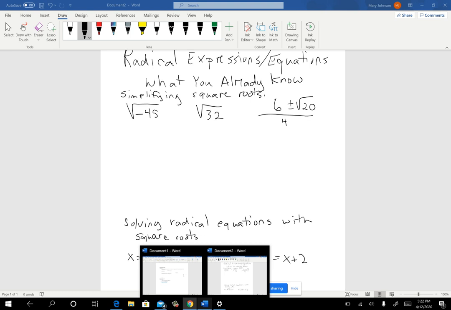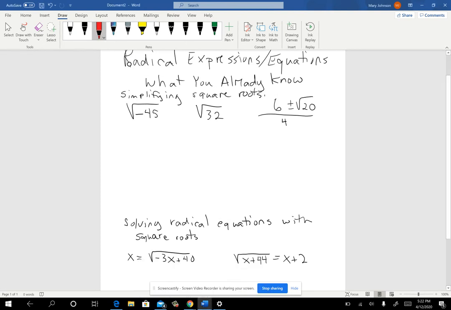Hi, in this video, I wanted to look at what you already know about radical expressions and equations. One of the things you already know how to do is to simplify square roots. And so if you were working with the quadratic formula, for an example, you sometimes had situations like this where you had the square root of negative 45. So we've kind of already talked about how that works.